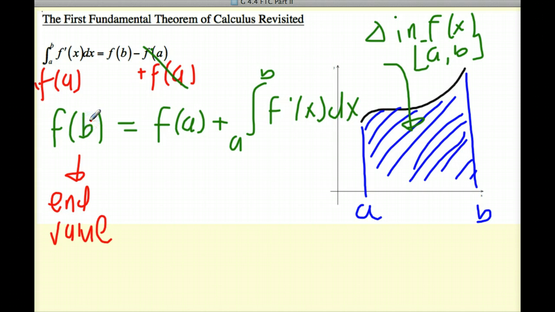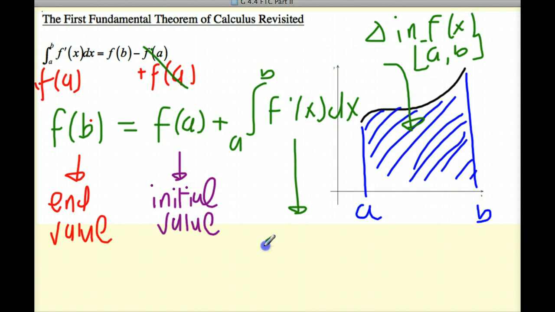And so what we see is we can find an end value, because that's our upper limit, if we are given an initial value and if we are also given this change in f of x between a certain point a, b. So we're still going to use the fundamental theorem of calculus, but we're going to add a little more algebra to solve some of these problems.